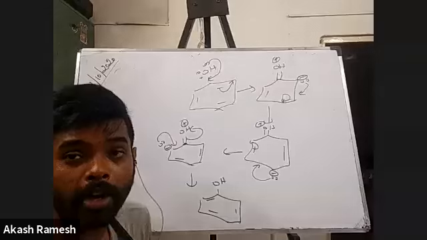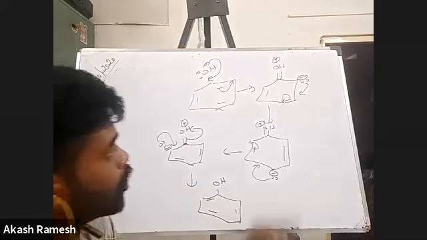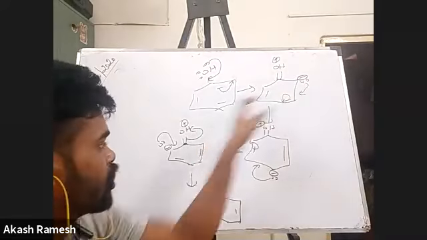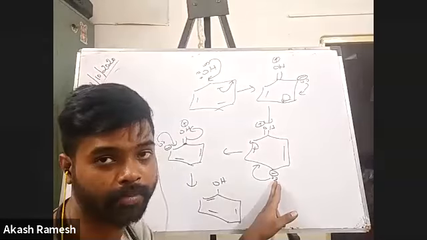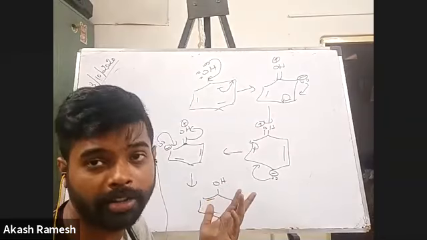Now, where all do you see negative charges? You saw a negative charge in the ortho position, and there is a negative charge in the para position. So you got your answer.